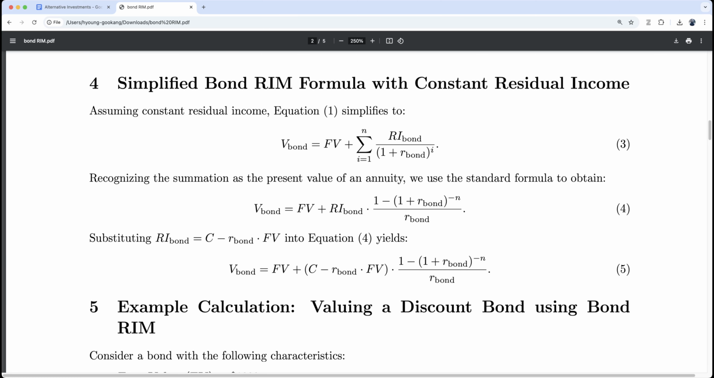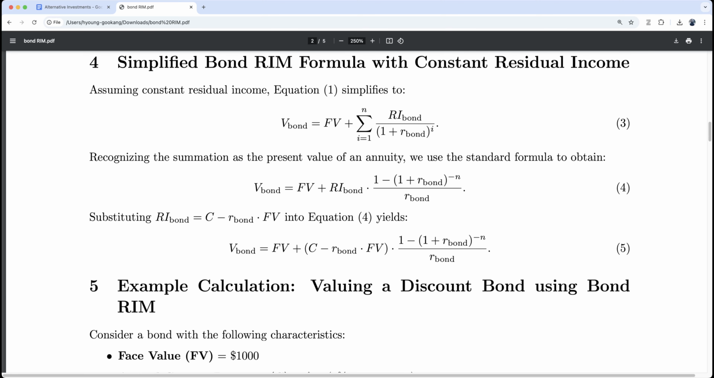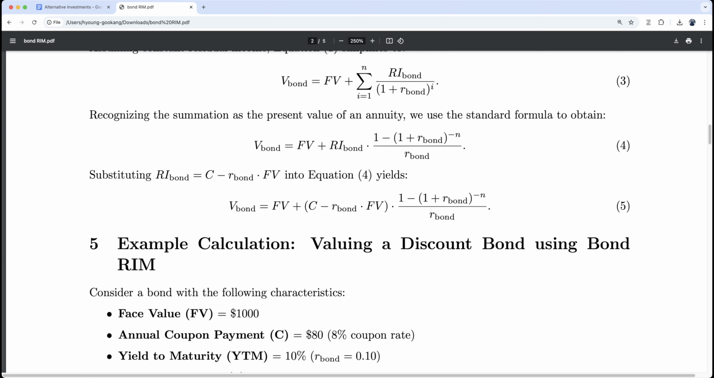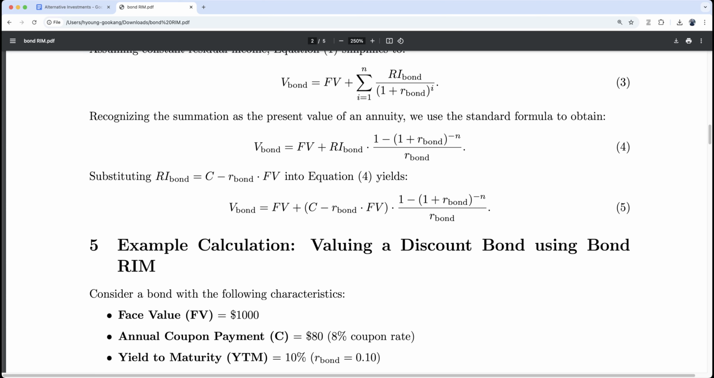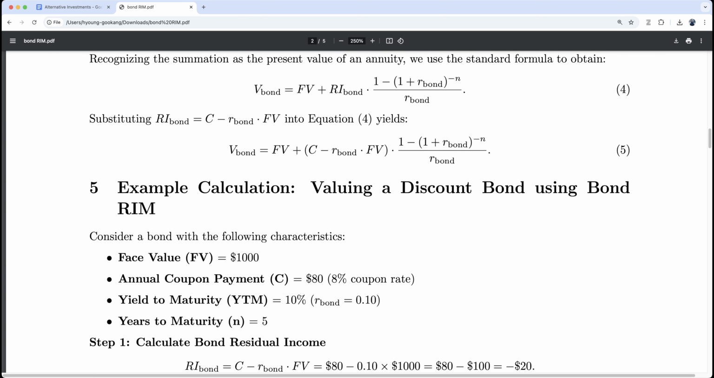Okay, so we can only use this formula when everything is a constant, of course. Example calculation: valuing a discount bond using bond RIM. Consider a bond with the following characteristics. Let's say face value FV is $1,000. Annual coupon payment is 80, so coupon rate is 8%. And the yield to maturity is 10%.